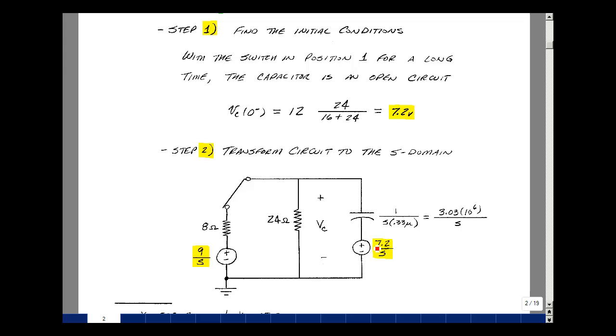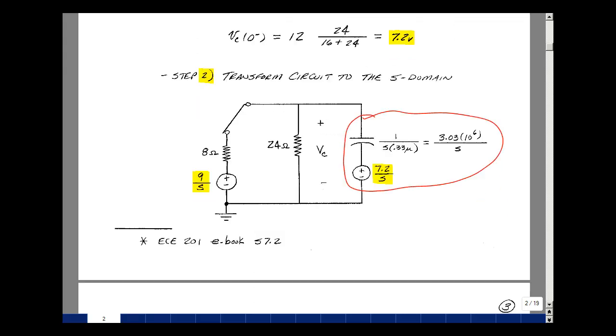Our initial condition was 7.2 volts, and that's a step function, and that's in series with the capacitor. Now the voltage across the capacitor is not this, but the voltage across the 24 ohm resistor. We're replacing the capacitor by this model. The next step is to do the S domain analysis.